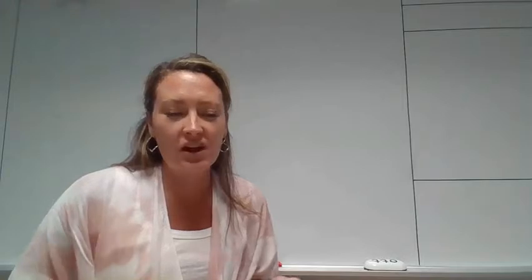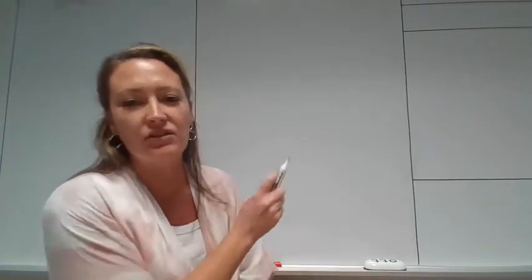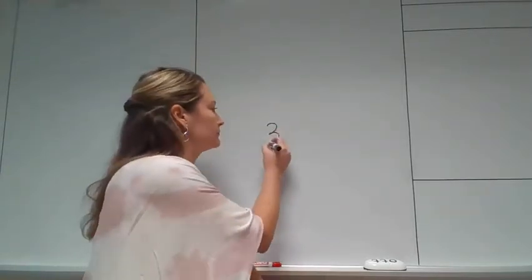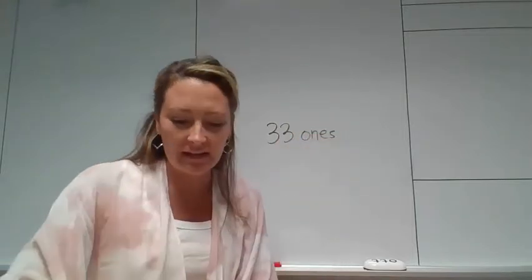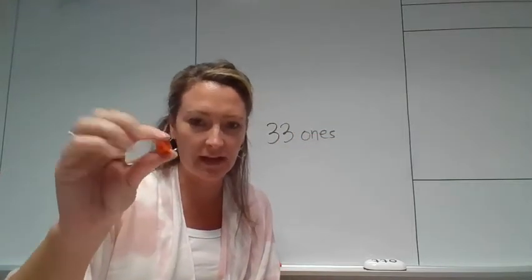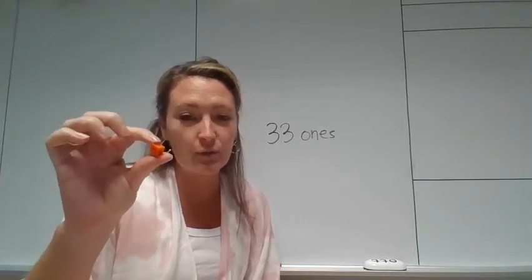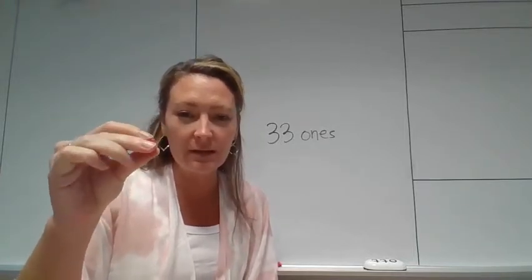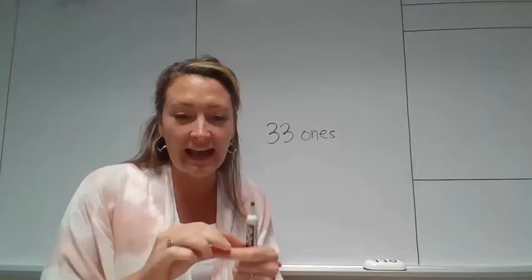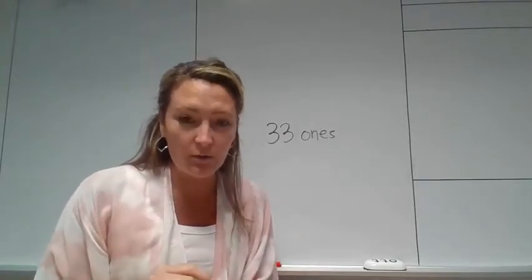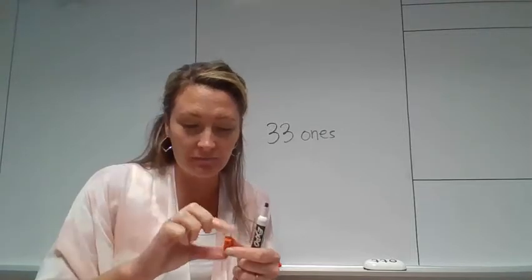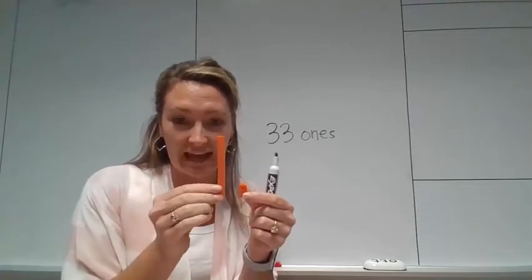Let's review some place values so that we can add with place value. So let's start with a problem such as 33 ones. Now when I think of my ones, I think of my little place value blocks. And if I have 33 of these, there's a couple different ways I can actually write this. I could have my 33 ones, but I also know that 10 of these ones is equal to a 10.